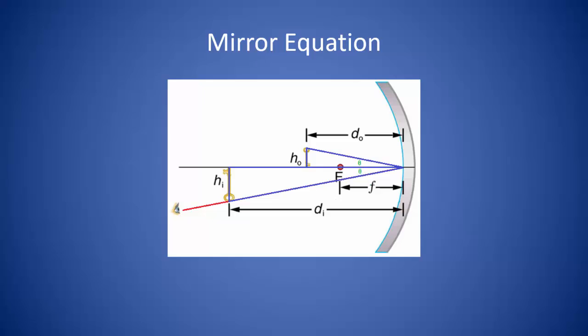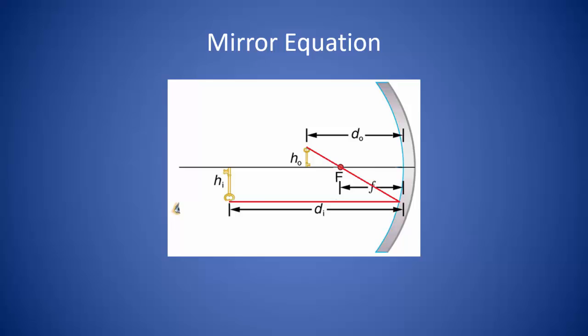Since the triangles have two equal angles, they are considered similar. The nice thing about this is that it means the corresponding sides of each triangle are proportional to each other. So we can say that the ratio of the object height to the image height is equal to the ratio of the object distance to the image distance.